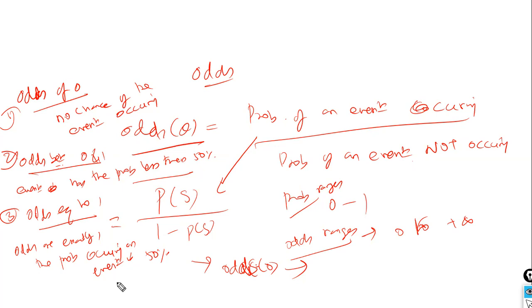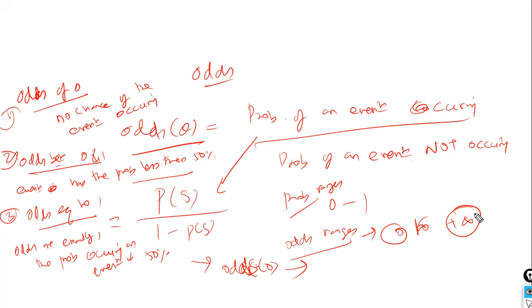If it is greater than 1, that means probability is greater than 50%. So the larger the odds value, the more likely the event can happen. The odds range between 0 and plus infinity. When the odds are closer to infinity, that means the event is almost certain to happen. It is going to happen for sure.